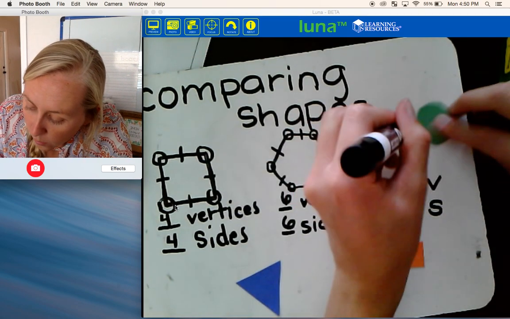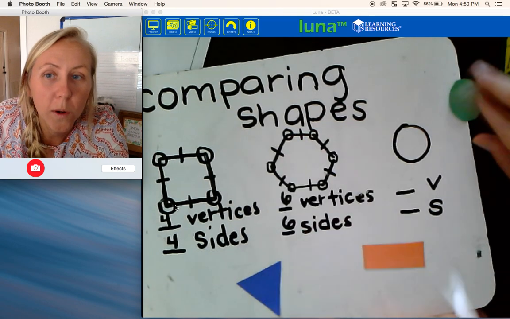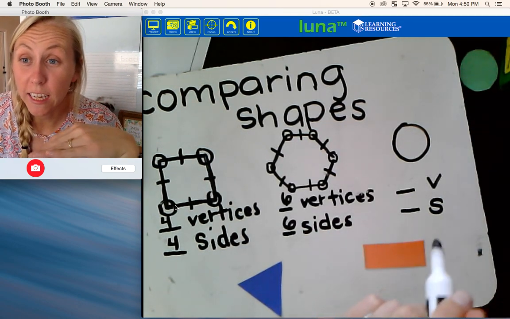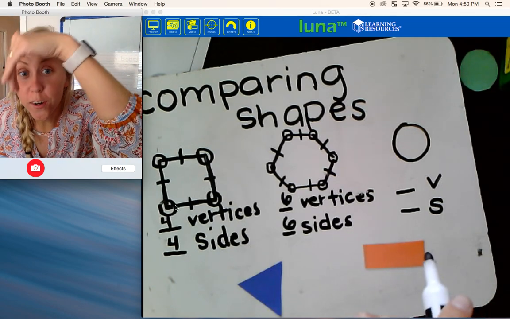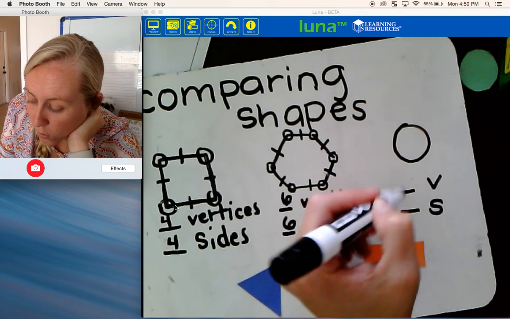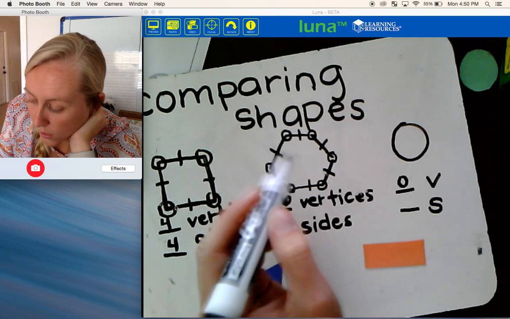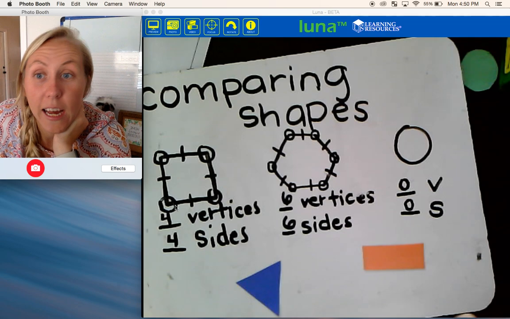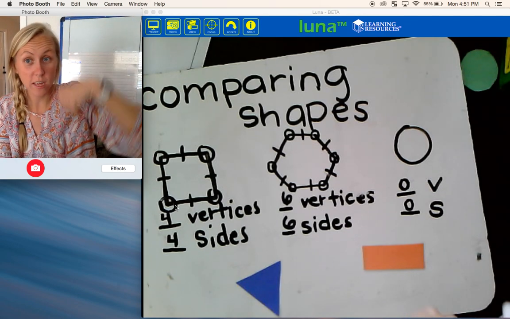Let's look at our circle. Our circle is different because it is not straight. It is curvy. Our circle has 0 vertices, no points, and it has no straight sides. It is just one curvy line.